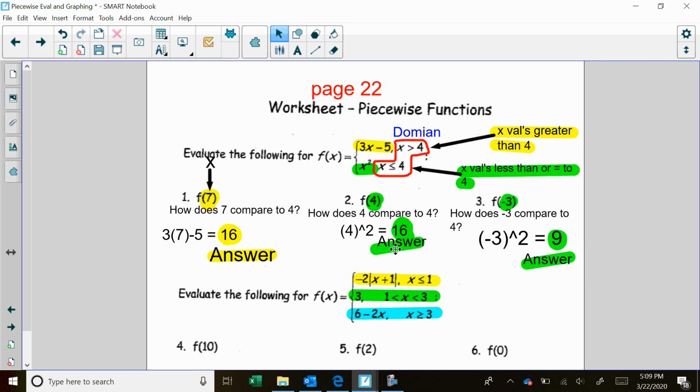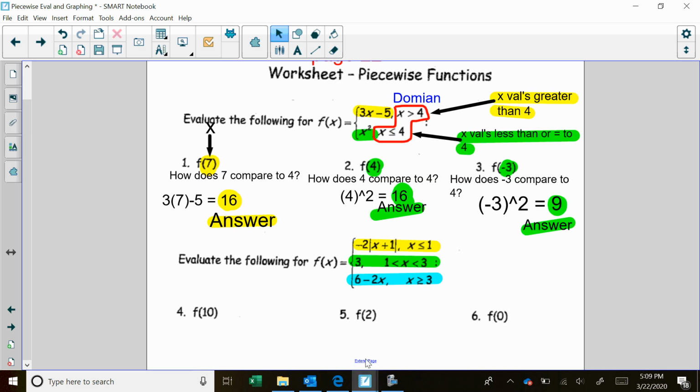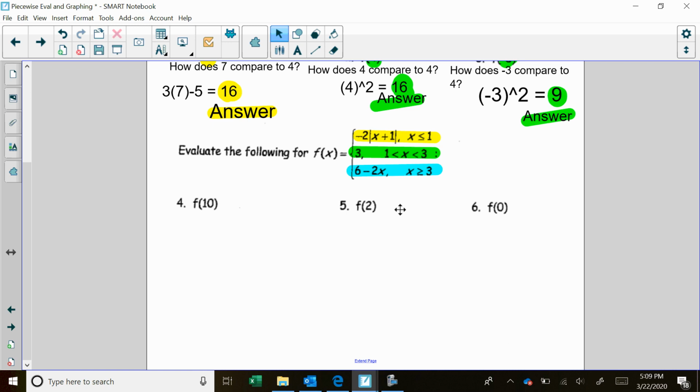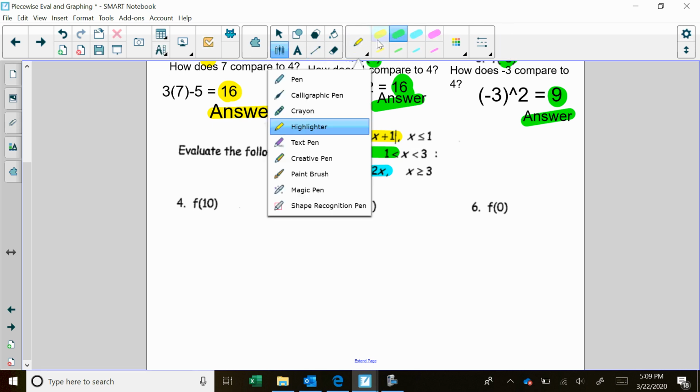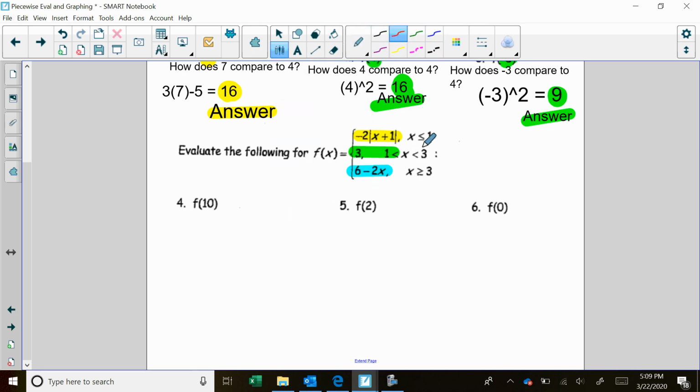All right. So now it's just a matter of looking at more problems. That is the explanation. You use the domain to figure out which part of the function to put it in. So we're going to scoot down a little bit and do some more of that same thing. So now we have 3 different parts of the function, 3 different parts of the domain right here. This is the domain. Let's go with red. Okay, here's the domain. This is where we make our decision.